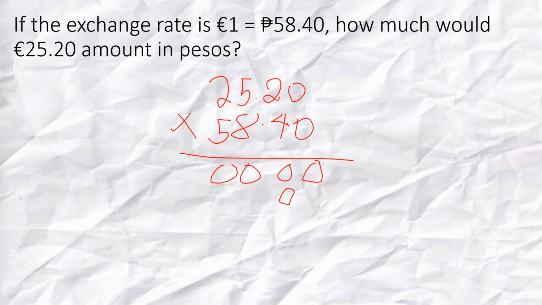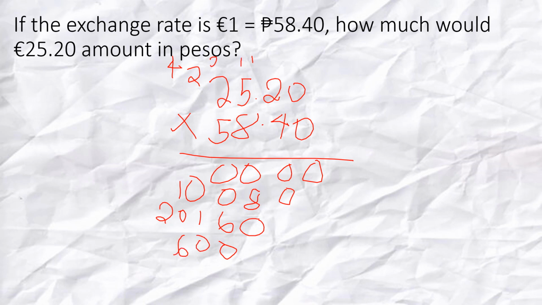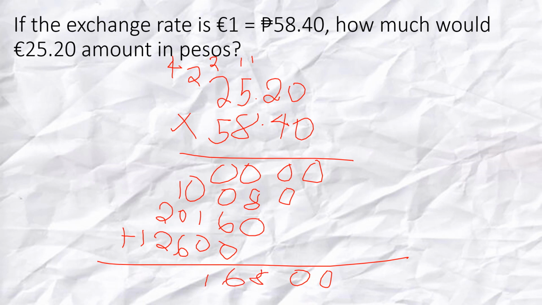4 times 0 is 0, 4 times 2 is 8, 4 times 5 is 20, regroup 2, 4 times 2 is 8, plus 2 is 10. 8 times 0 is 0, 8 times 2 is 16, regroup 1, 8 times 5 is 40, plus 1 is 41. 8 times 2 is 16, plus 4 is 20. Next, 5 times 0 is 0, 5 times 2 is 10, regroup 1, 5 times 5 is 25, plus 1 is 26, regroup 2, 5 times 2 is 10, plus 2 is 12. So we can now add: 0, 0, 8, 6, 1, 7, 4, and then 1.